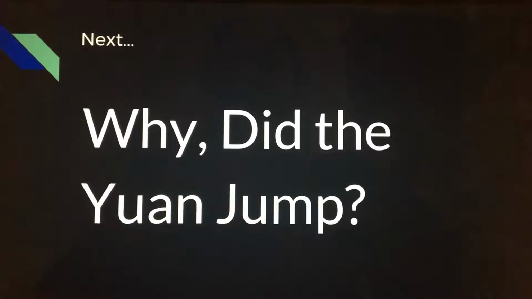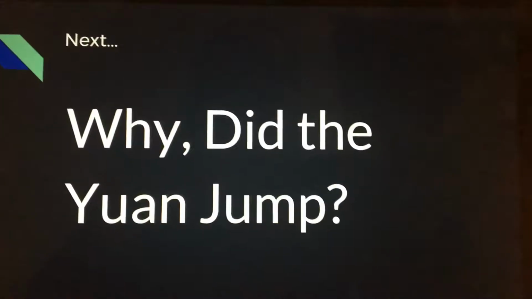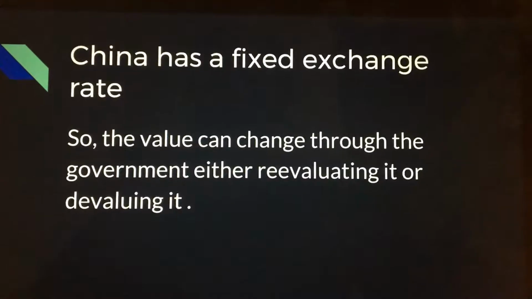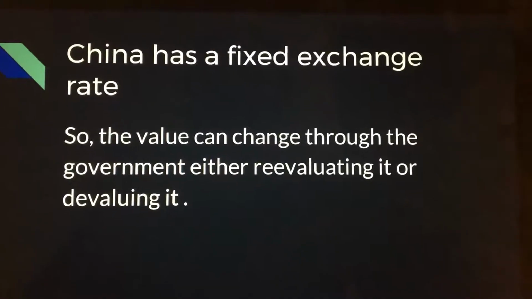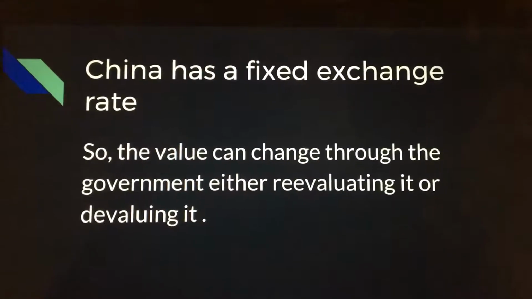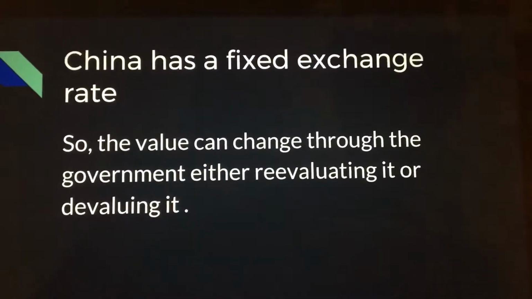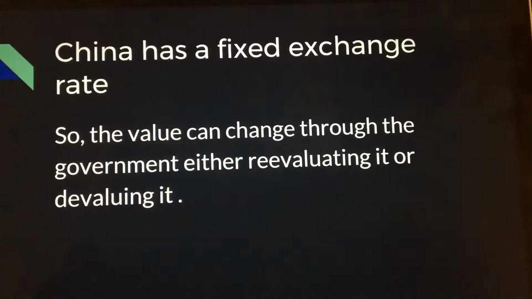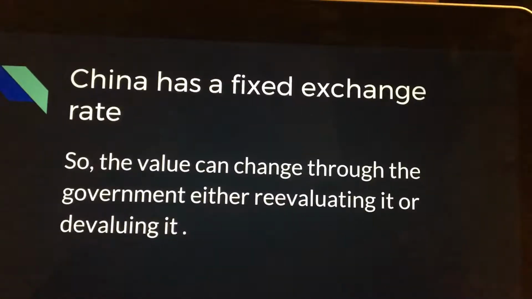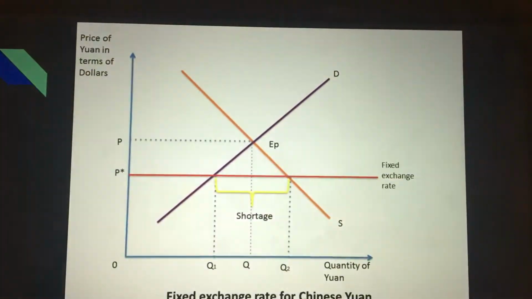Next, why did the yuan jump? So the basis of our article: what caused the value of the yuan to jump? Again, China has a fixed exchange rate, so the value can change through the government either revaluating or devaluating it. It is important to note, however, that because China's is mostly fixed, it can still fluctuate a tiny bit, but not in a significant way, only a couple of cents before the government will intervene.